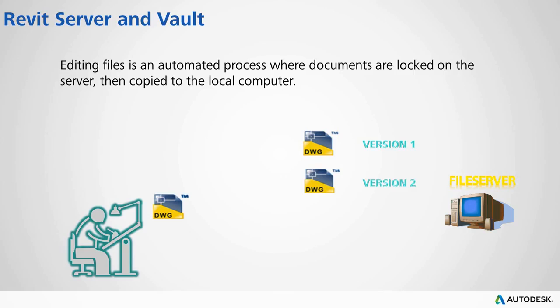Once the user has finished modifying his local copy, he checks the file in, which modifies the latest copy on the server, and we get a new version. If we then check out again, the process starts all over again.